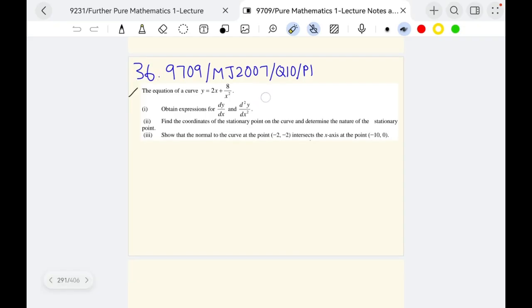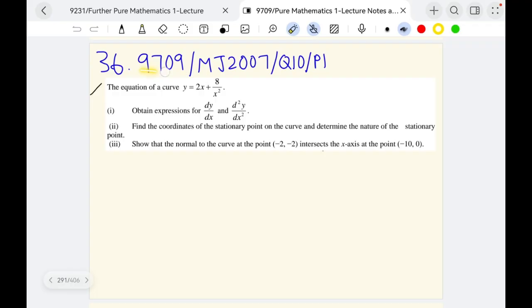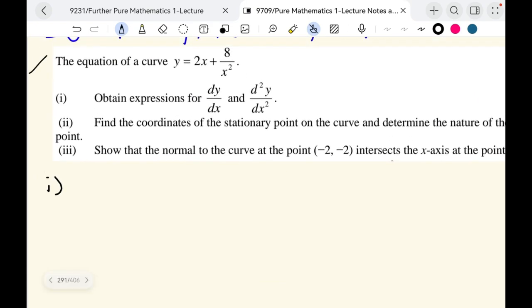Okay? So this is the past question from 9709, May/June 2007, question 10 from paper 1. Okay, the equation of the curve is y equals 2x plus 8 over x squared. For the first part, obtain expressions for dy dx and d2y dx squared. So what is dy dx? It's the first derivative, or you differentiate it once. This is the first order of the derivative.